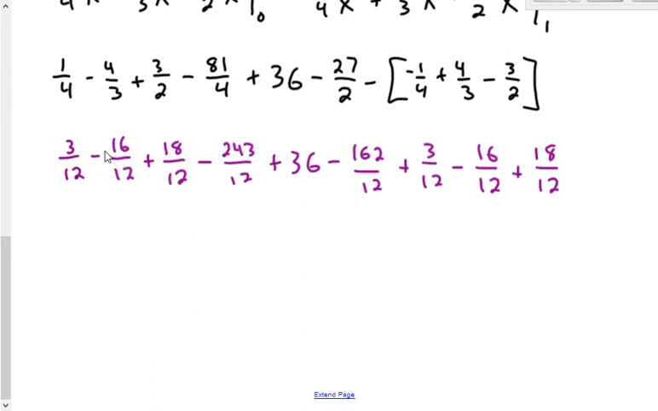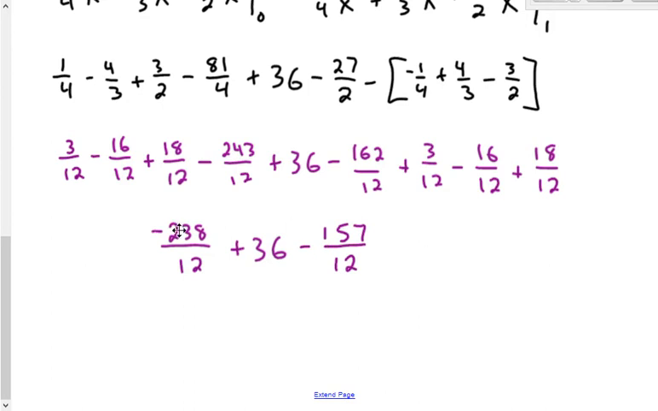So if I just work through now, 3 minus 16 is negative 13, plus 18 would be 5, minus 243 would be negative 238 over 12. I got that plus 36. Then over here, let's see, I'll ignore this. Well, no, I'll go ahead and do this. Negative 162 plus 3 would be negative 159. Minus 16 would be negative 175. Plus 18 would be 175 minus 18, 157. So minus 157 over 12.